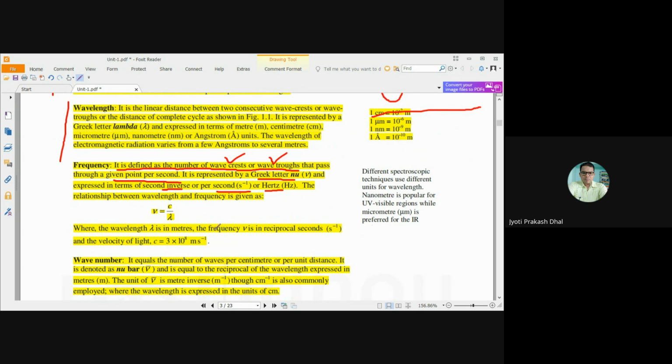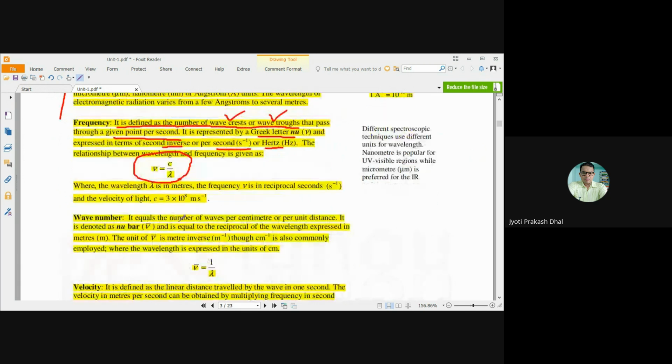The relationship between wavelength and frequency is nu equals c by lambda, where c equals the velocity of light, which is the velocity of electromagnetic radiation in vacuum, that is equal to 3 into 10 to the power 8 meter per second. That means the velocity of any type of electromagnetic radiation is generally considered to be 3 into 10 to the power 8 meter per second.